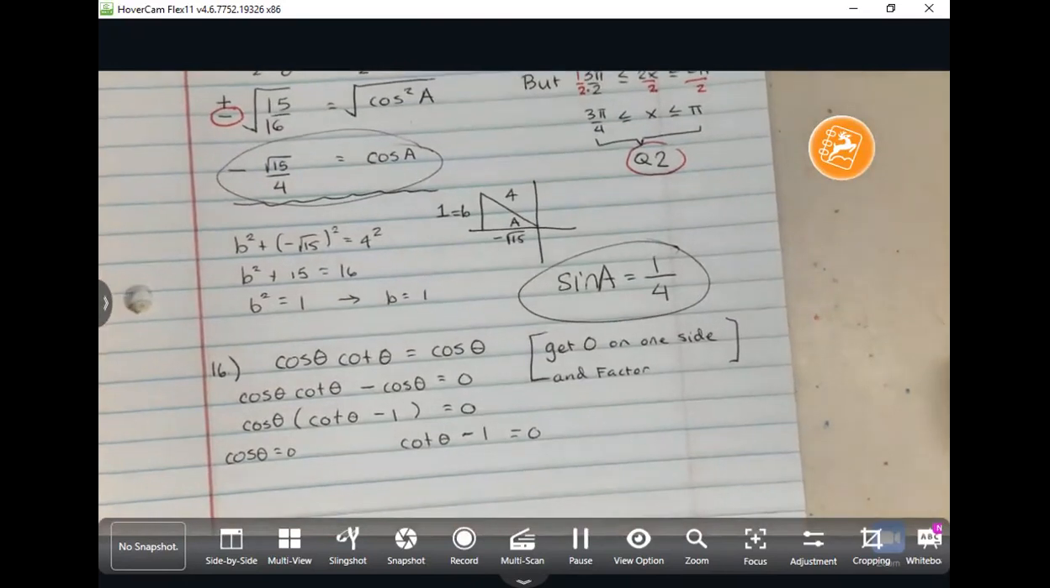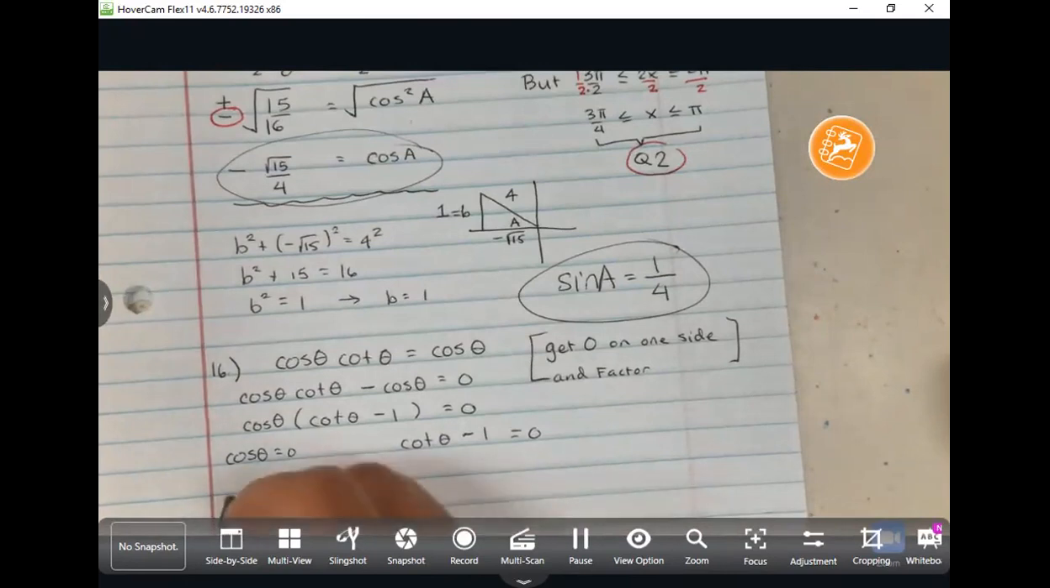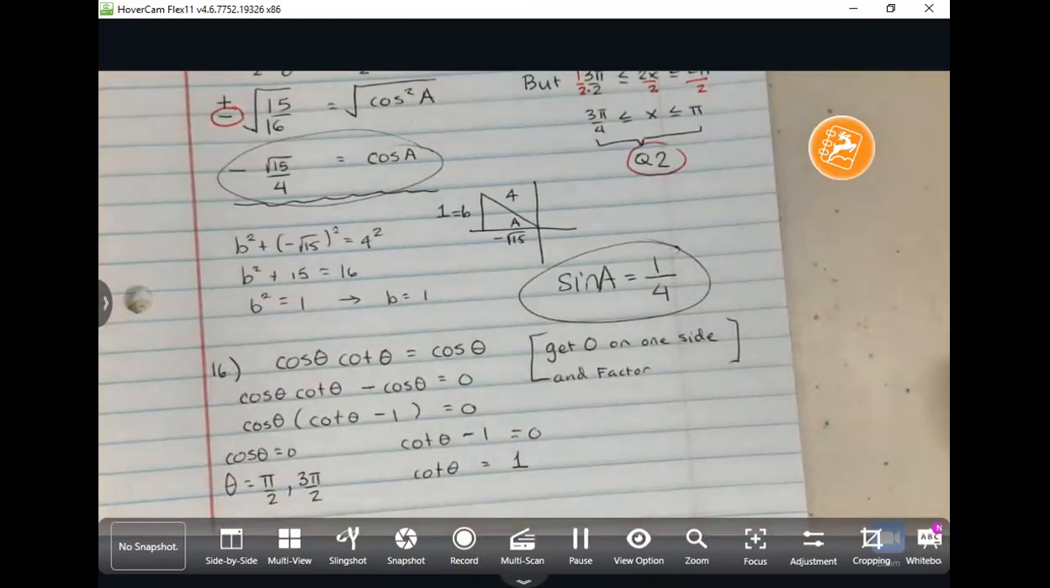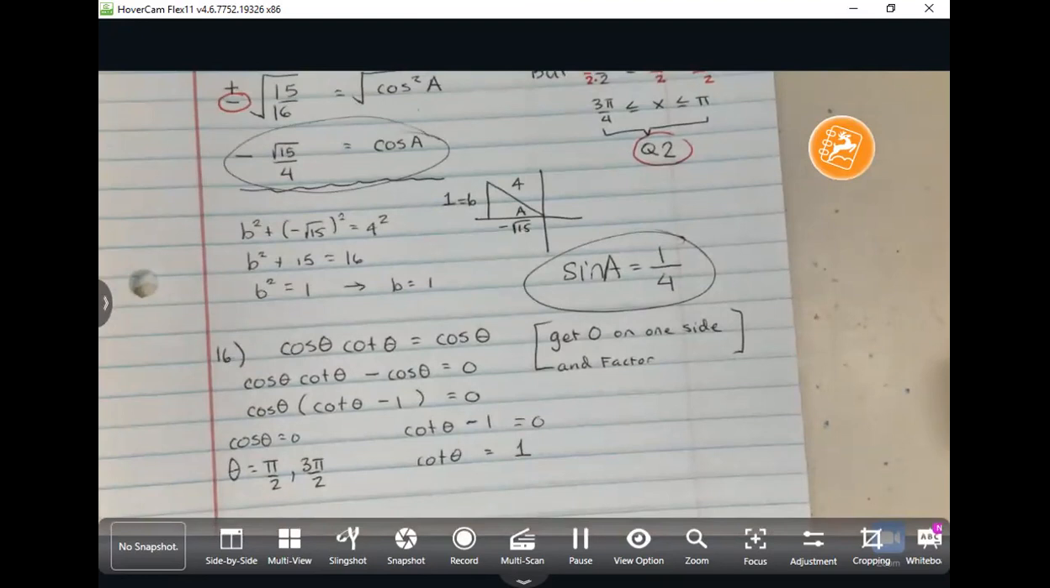Can you tell me all angles, either in radians or degrees, at which the cosine is 0? Pi over 2 and 3 pi over 2. The next one, we're looking for angles at which the cotangent of theta is a positive 1. Cotangent is like tangent. It is positive in quadrants 1 and 3. The only time cotangent is 1 is when cosine and sine are the same. Pi over 4 is in quadrant 1. What's in quadrant 3? 5 pi over 4. So theta is pi over 4 and 5 pi over 4.